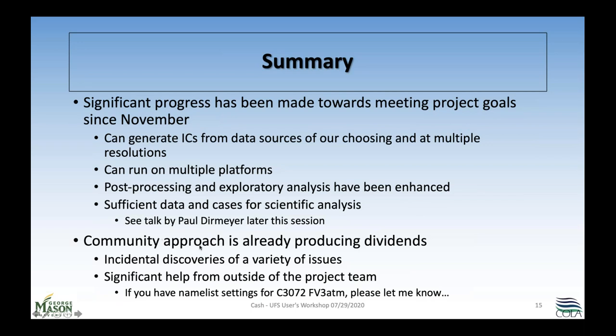And the main thing I wanted to emphasize really is, I feel like the community approach is already producing dividends and we're seeing it here. Just in our work, we made incidental discoveries in a variety of issues that have subsequently been addressed. We got a lot of help from outside of the project team. This really has been a village. And on that note, if you happen to have namelist settings for 3072 for the global atmosphere, please let me know. And that's all I have. Thank you for your time.